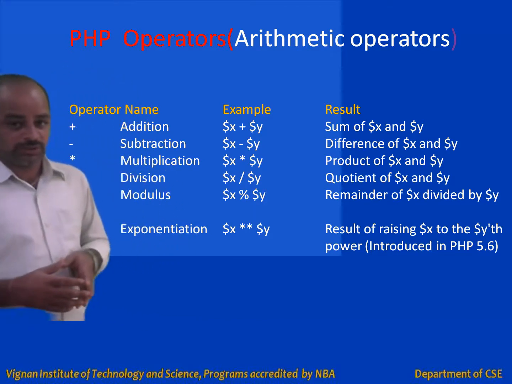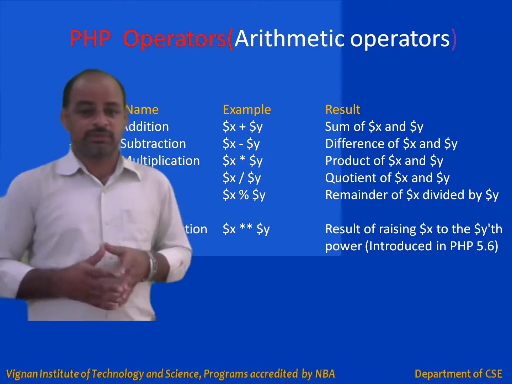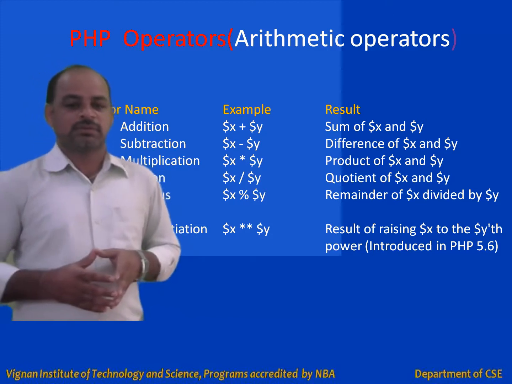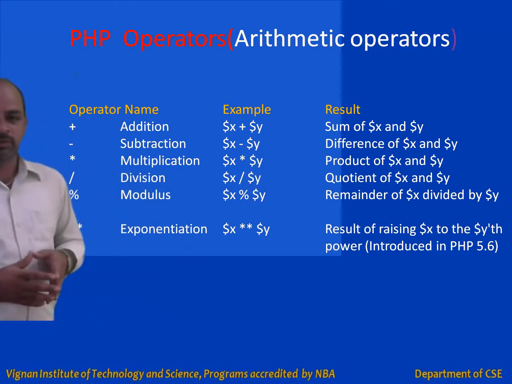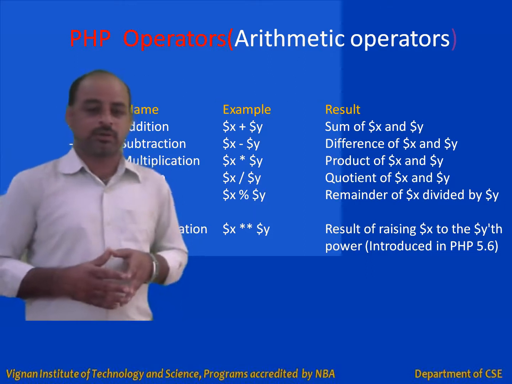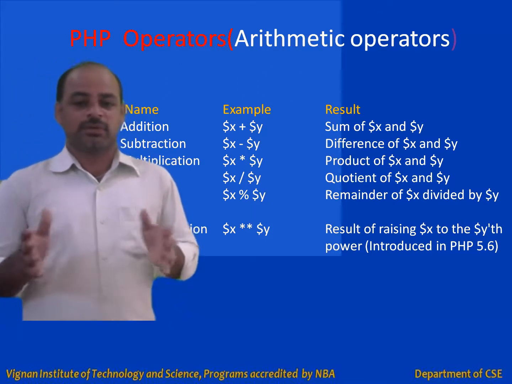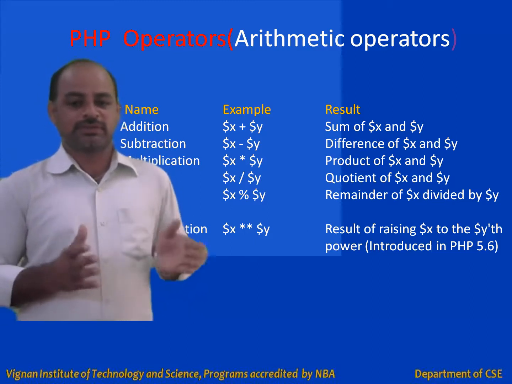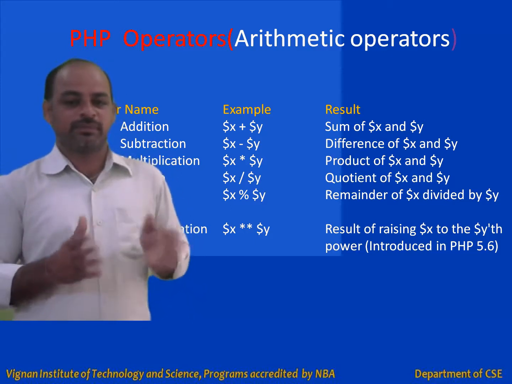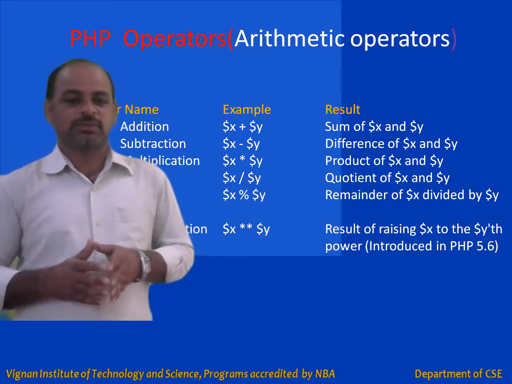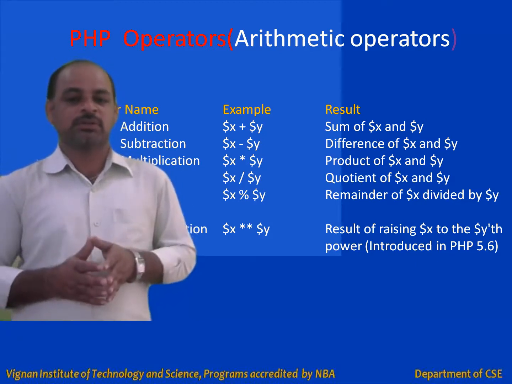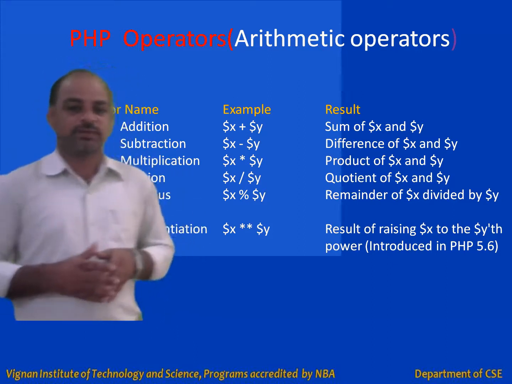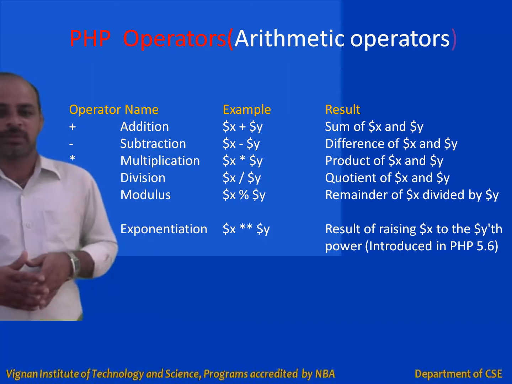Similarly, the division operation performs the division of two values and returns the result as a quotient, right? And similarly, we have the modulus operator. This operator performs a modulus of two values and returns the result as a remainder. If x is one variable and y is another variable and you write x modulo y, that means it performs the modulus operation and returns the remainder of x and y as the result.